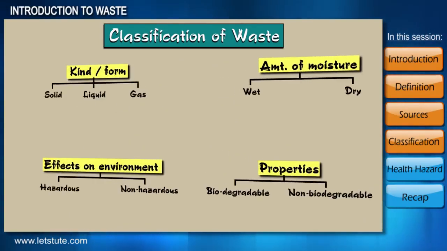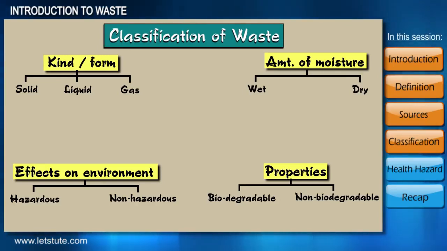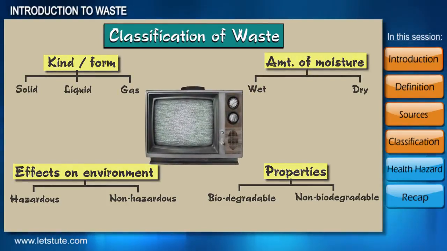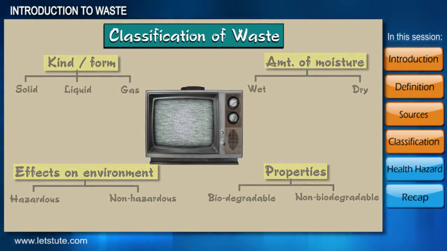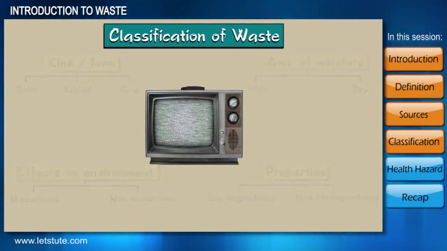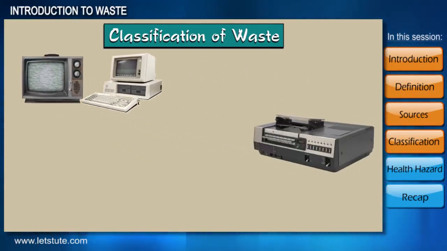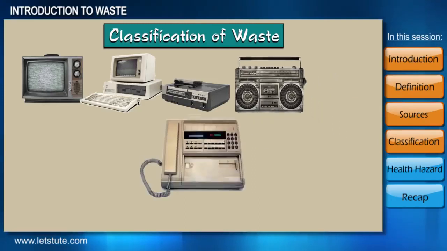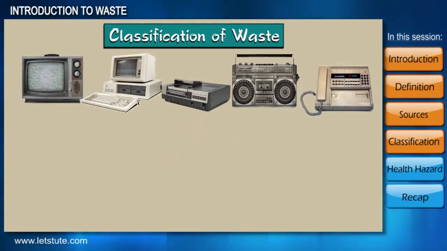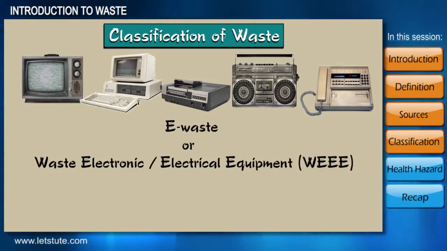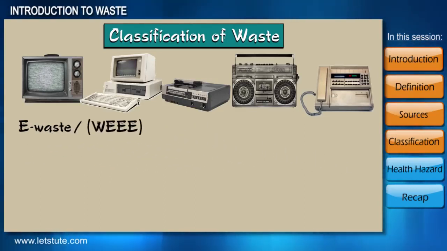So friends, here we saw the various ways by which we can classify the waste. But wait a second. In which category of waste will this old television set fall under? Old television sets and similar products like computers, VCRs, stereos, fax machines, etc. fall under a special category of waste called e-waste, or waste electronic or electrical equipment. It is the name given for electronic products nearing the end of their useful lives.